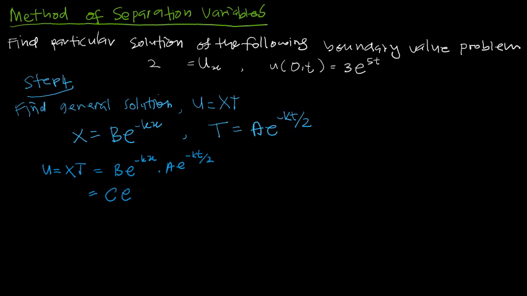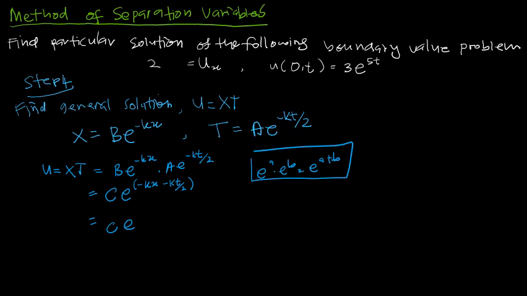So e^(-kx) multiplied by e^(-kt/2), we can combine, then we get -kx - kt/2. Remember, e^A multiplied by e^B is equal to e^(A+B). Then we can simplify and factorize, bring out negative k, we have (x + t/2). Okay, now we get the solution, but it is not finished yet because we are given the boundary value problem.